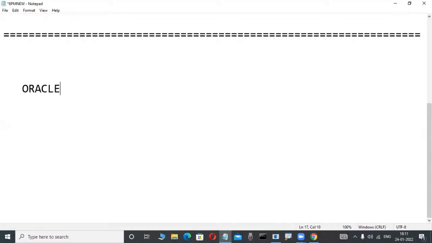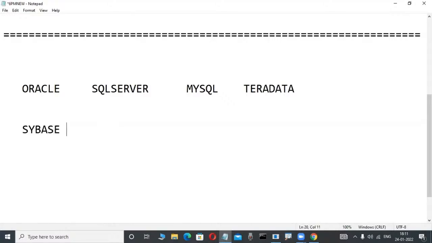Oracle is a product from Oracle Corporation. Don't write it today. SQL Server is a product from Microsoft. MySQL is an open source product, that is also now from Oracle. Teradata is a product from NCR Corporation. Sybase is a product from Ingress Software. Like this, so many products are there. All these products are relational databases, or these products are implemented based on the relational data model.